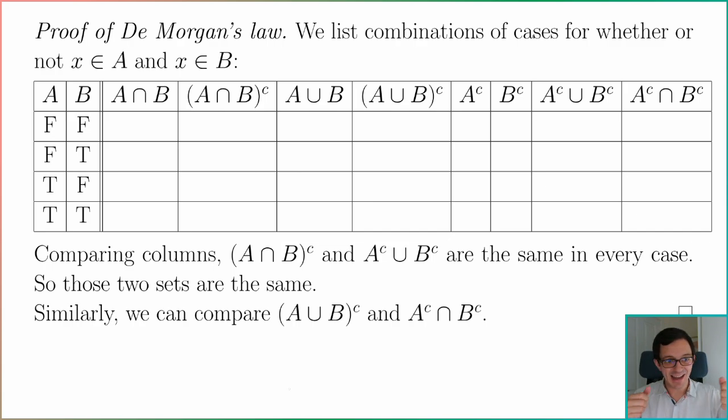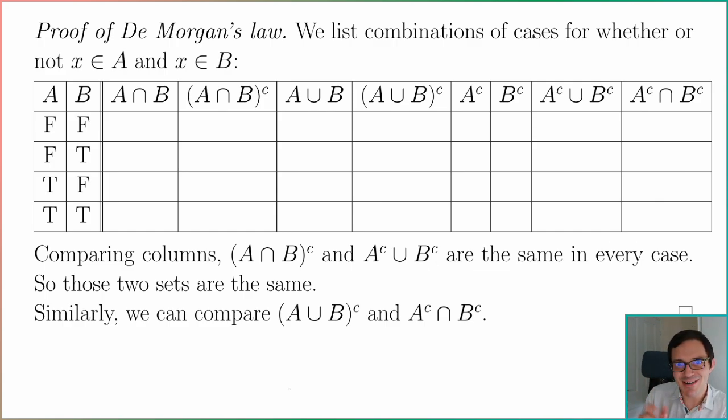Elements might be in A or B or both or neither. Those are all of the cases. And these things are all built just by looking at membership of A and B. Which means that because those things I'm going to write in the columns might be T or F, there's actually only 2 times 2 times 2 times 2, 16 possibilities for the column.